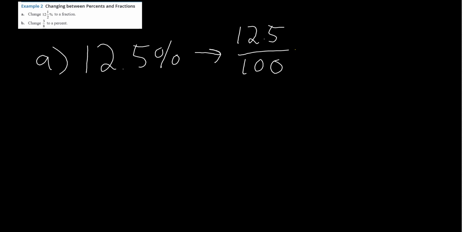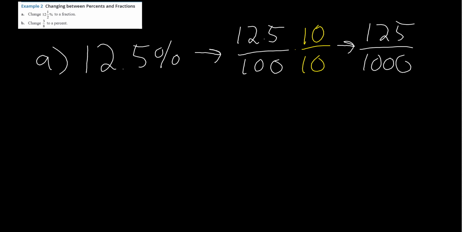Let's do it the way I was going to originally do it, where I multiply by 10. So I'll multiply by 10 over 10 here. Well, 12.5 times 10 is equal to 125, and 100 times 10 is equal to 1,000. And then from here, we can reduce this fraction, basically the same way, down to 1/8.